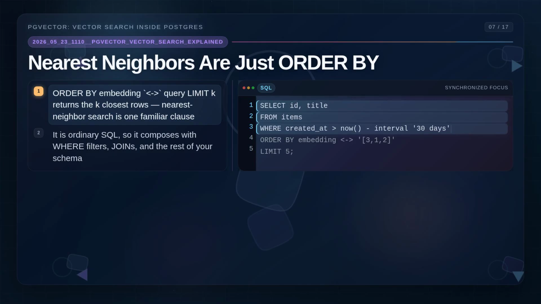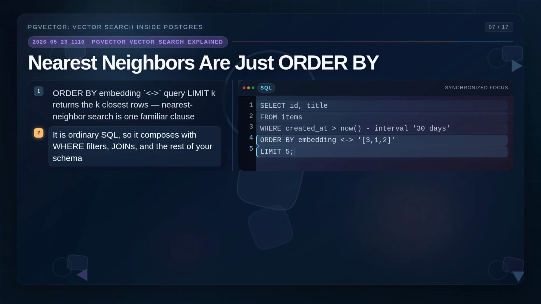Look closely at this query because it shows the real advantage of keeping vectors in Postgres. There is a where clause filtering to rows from the last 30 days, sitting right next to the vector ordering. The similarity search and the ordinary filter run together in one query against one consistent snapshot of your data. In a separate vector database, that filter is a real problem. You would search vectors in one system, fetch identifiers, then go back to Postgres to filter and join, and stitch the results together in application code. Here, the planner handles it for you. Vectors are just another thing your database knows how to sort by.